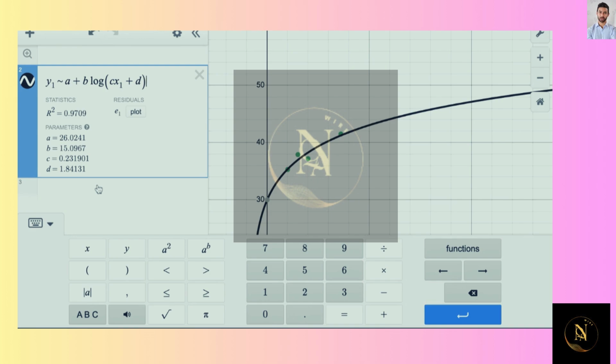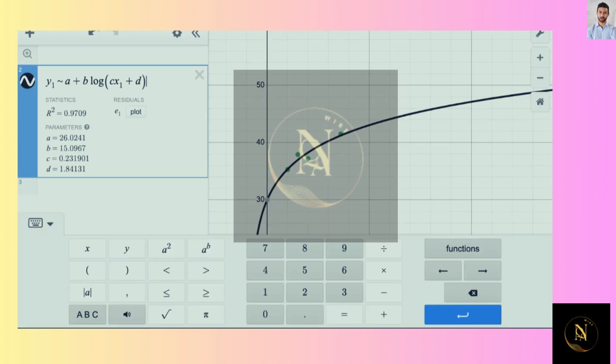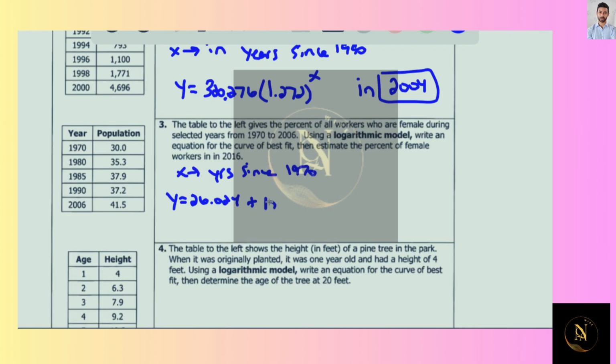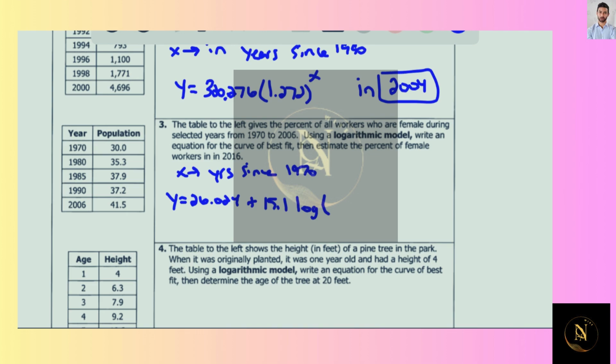And so one way to model it with a logarithm is 26.024 plus 15.1 times the log of 0.23x plus 1.84.